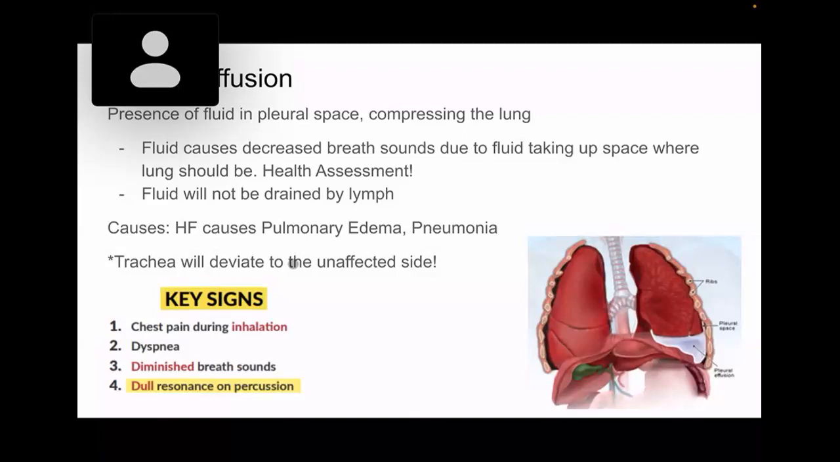Additionally, if it gets very bad, the trachea will deviate to the unaffected side. So usually our trachea in our neck is midline, it's in the middle. With the pleural effusion, if you see the trachea more so on the left side, that means that the pleural effusion is going to be on my right side, which would make sense if I was hearing those diminished breath sounds on my right.